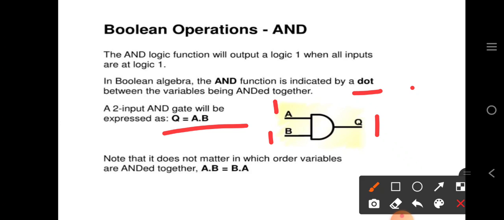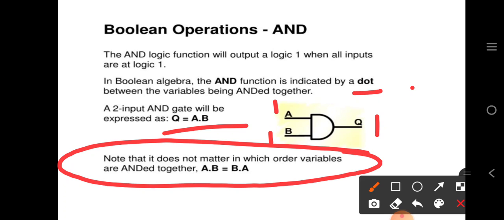Note that it does not matter in which order the variables are ANDed together. We have taken this slide because the important point here is that A dot B is equal to B dot A. So this satisfies the first law of Boolean algebra.